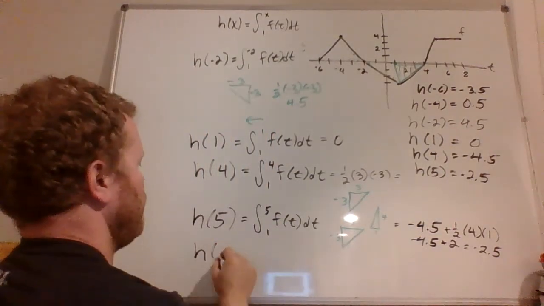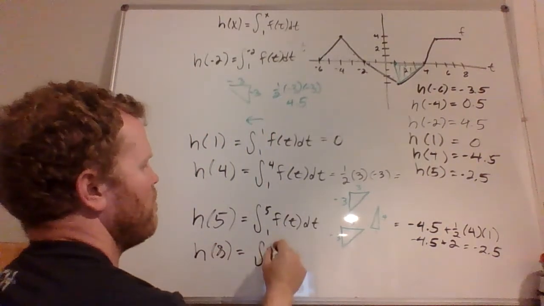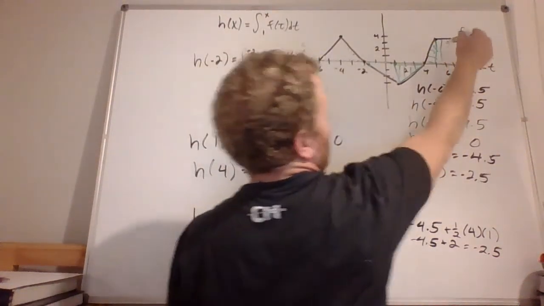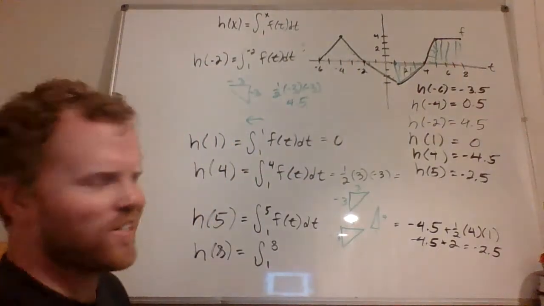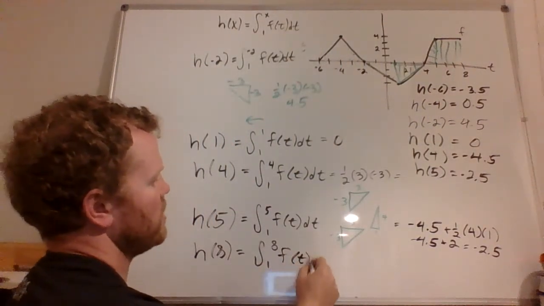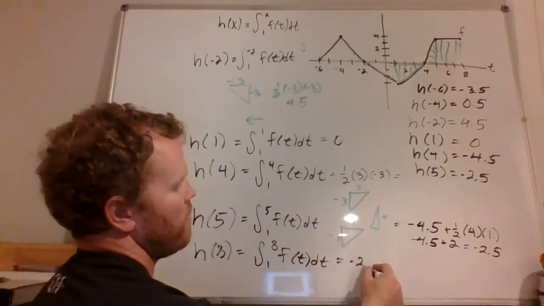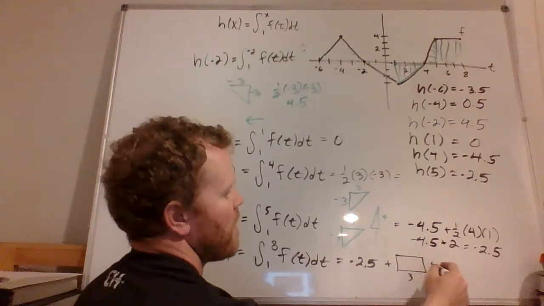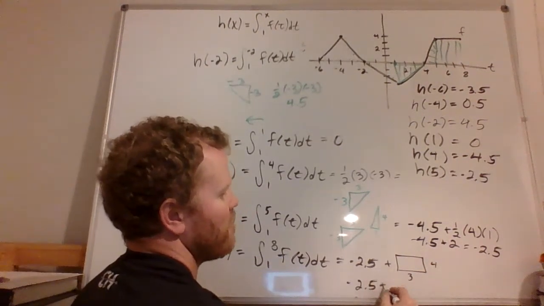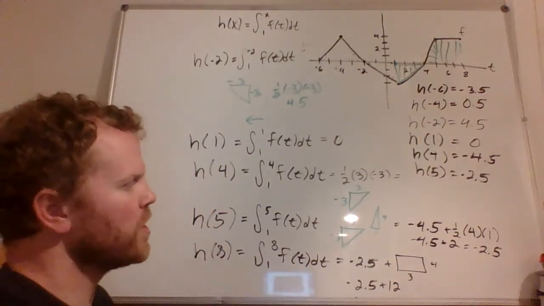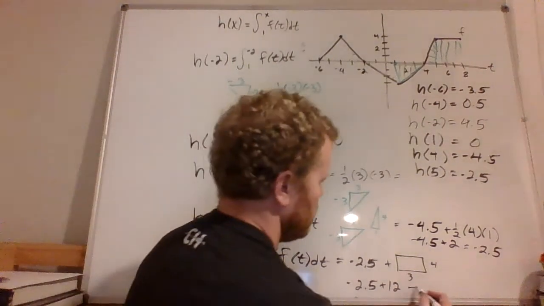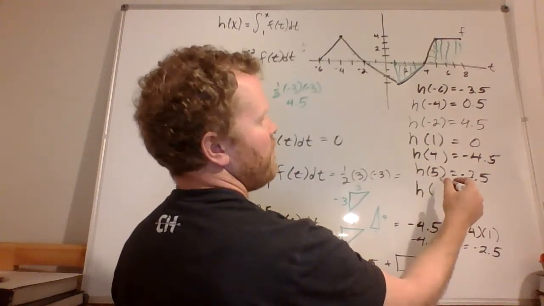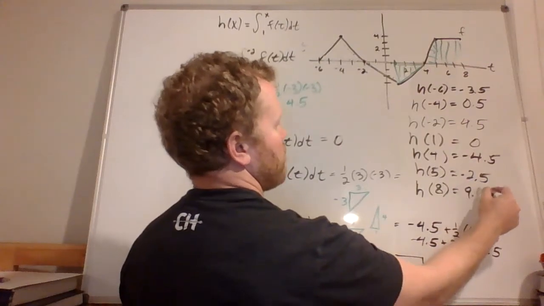And then h of 8 is just asking you to go from 1 to 8. So you're finally going to keep that triangle we just accumulated and accumulate this big giant rectangle that's just sitting right there. So that should just be our same standard negative 2.5 plus that big giant rectangle, which is 3 by 4. So negative 2.5 plus 12 should get us 9.5. So h of 8 is 9.5.